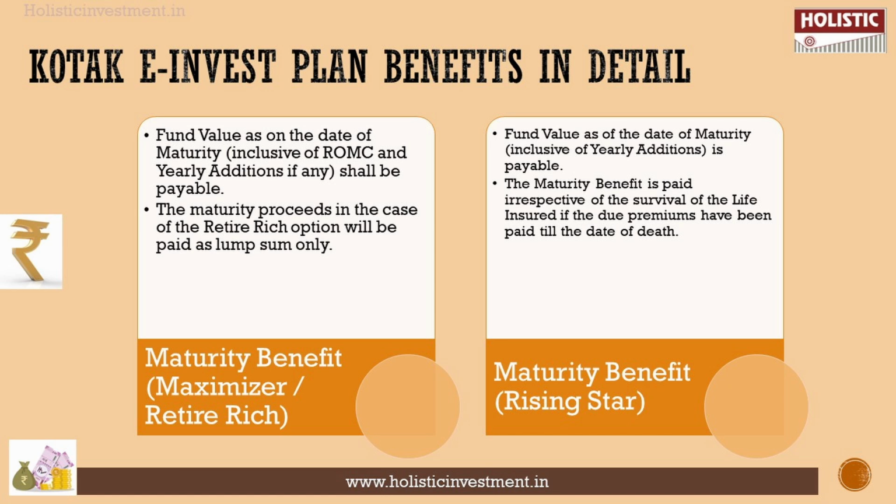In the case of Rising Star, the fund value on the date of maturity of the policy will also be paid as the maturity benefit, but it will be paid regardless of the survival of the life insured, as long as the due premiums have been paid till the date of death. Also, there are yearly additions which start from the 6th policy year till maturity or death, whichever comes earlier. So 3% of your annual premium is infused into the fund at the end of each policy year.